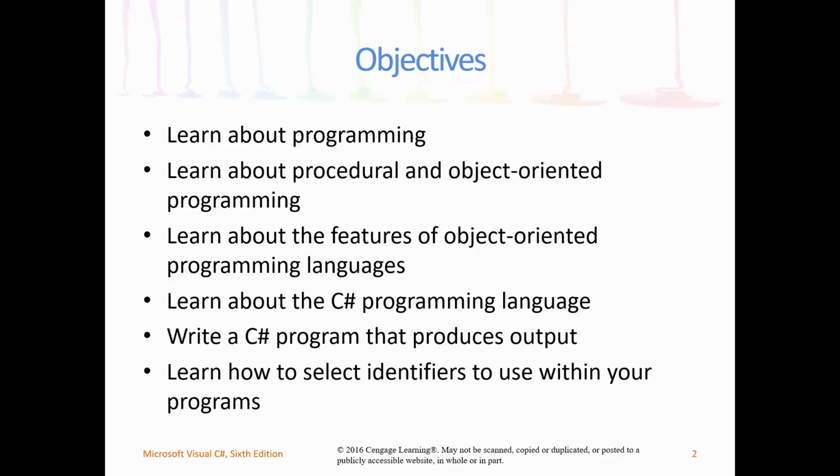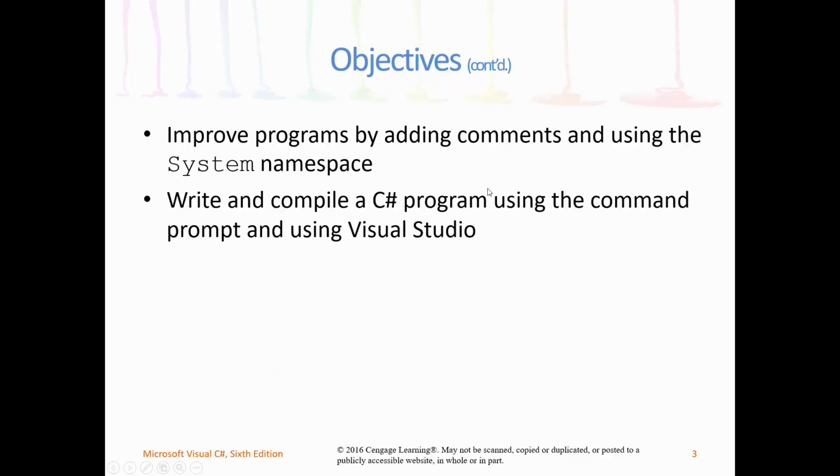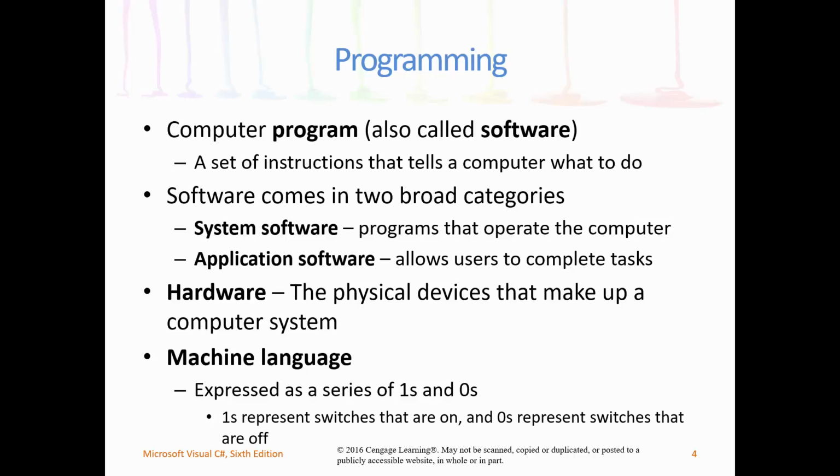Now, a couple things about this. This is a kind of a typical chapter that you'd see at the beginning of a book, and they're going to show you a lot of different things. So if there's something that happens in here that confuses you, don't let it throw you, because we will be going over this stuff in several chapters. We want to be able to improve programs by adding program content or comments, and also use the system namespace. And finally, we'll write and compile one or more complete C Sharp programs using Visual Studio.